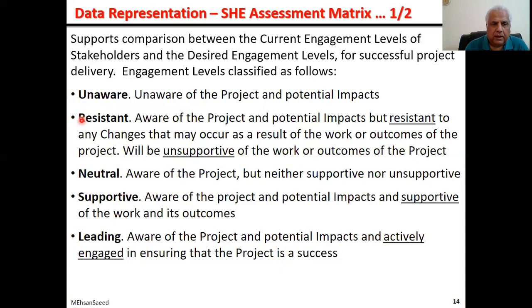Now, let's take these four, which means the stakeholder is aware of the project. But if he is unfriendly to the project, he is trying to create difficulties for the project, he speaks against the project, he is resistant to any change, he will be referred to as the resistant stakeholder. Here is a stakeholder who is sitting on the fence. He is neither supporting nor unsupportive. Then supportive stakeholder who is for the project.